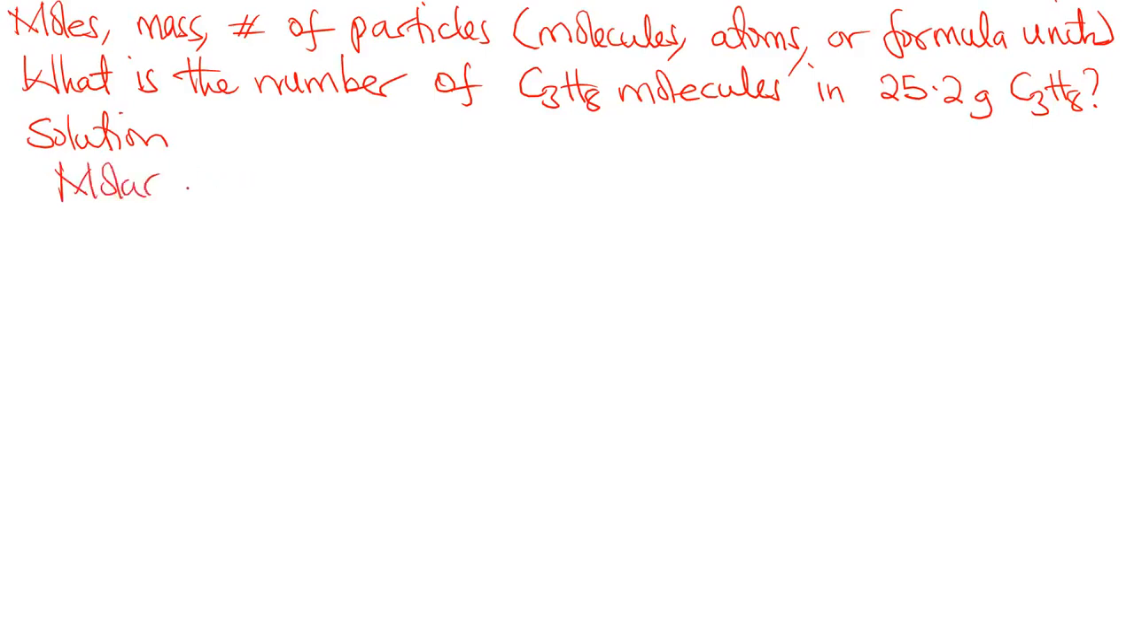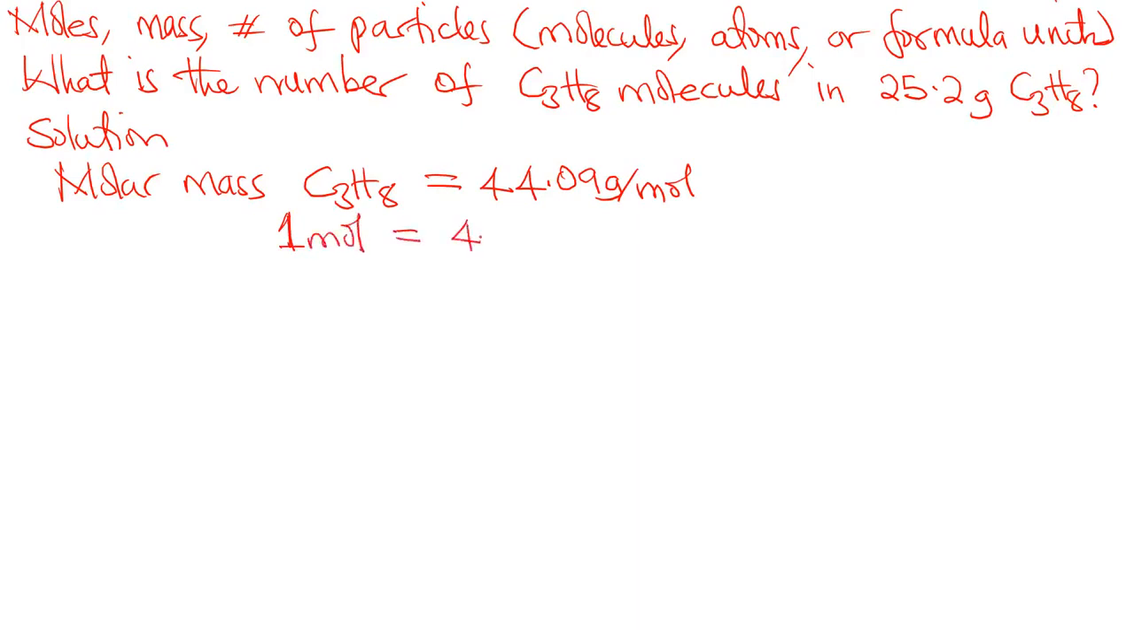Sometimes you'll be given the molar mass, or then you have to calculate it. So the molar mass of C3H8, we already calculated it, is 44.09 grams per mole. So conversion factor 1 is a conversion factor that tells us that 1 mole is 44.09 grams.